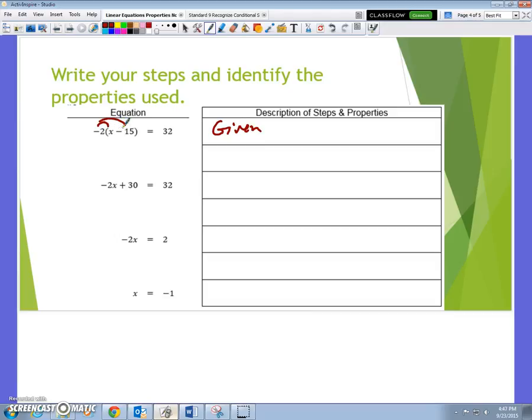So I'm taking negative 2 times x. I'm taking negative 2 times negative 15. Okay, and that was the distributive property. Alright, so I distributed to both parts, and that took me all the way down to here. And so now I'm going to start solving my equation. So once again, I'm going to subtract 30 from both sides. That part itself is called the subtraction property of equality.